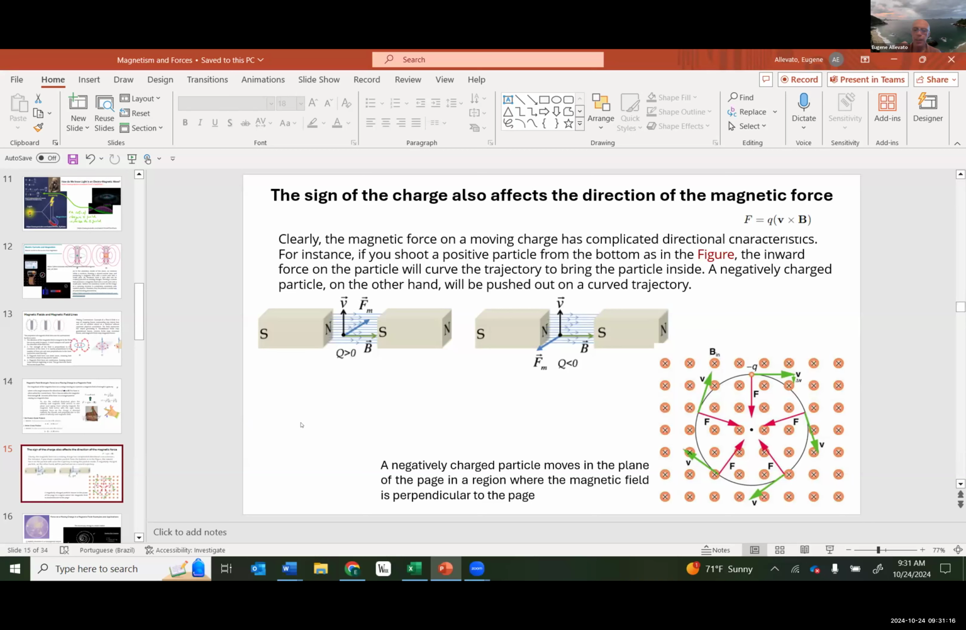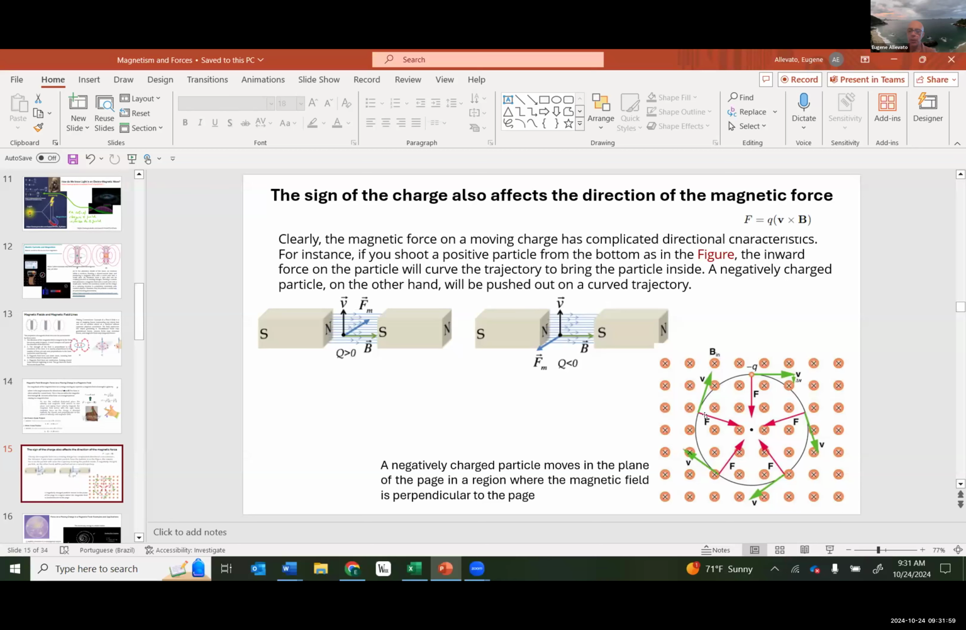Now, here it is showing that if I move a charge in one direction, the force is going to depend on the charge itself, right? So if the charge is positive or the charge is negative, it's going to change the direction of the force, okay? So when you go through a magnetic field, that is going to happen.